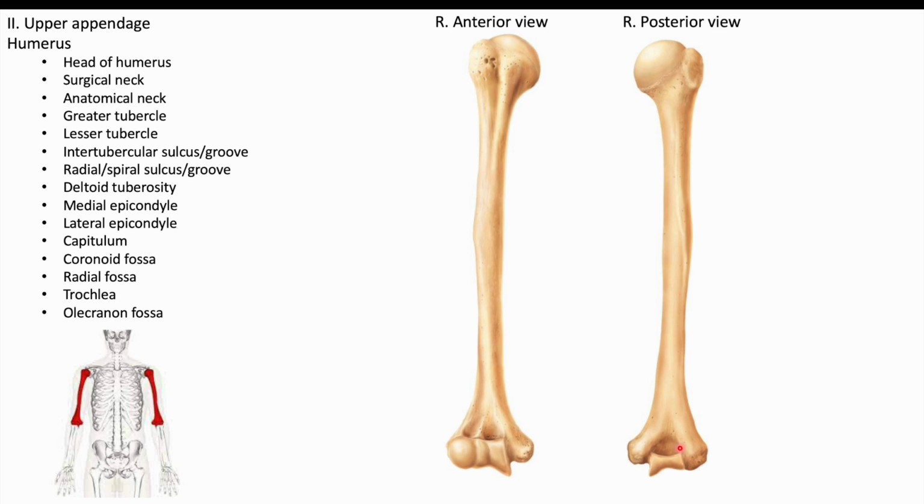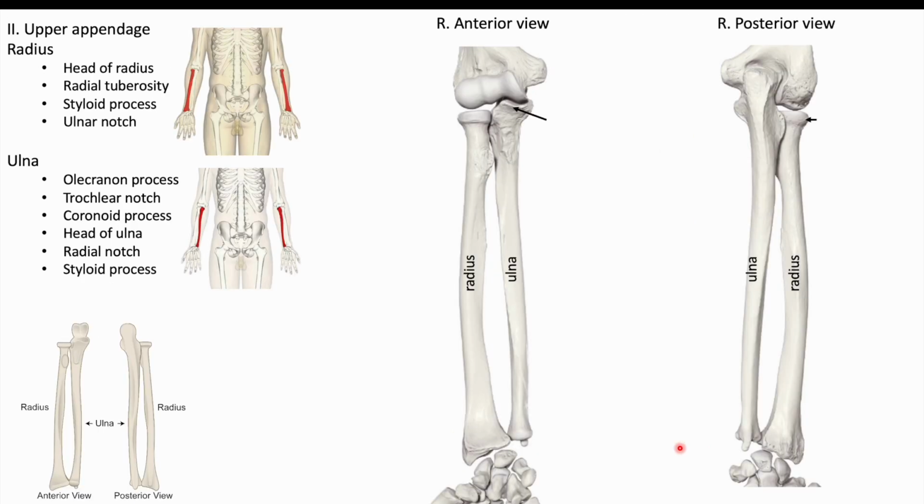Okay. All right, and that is all the features of the humerus bones. Now let's go ahead and move distally, or you can think of downward, to the bones of the lower arm, which is going to be the radius and the ulna.